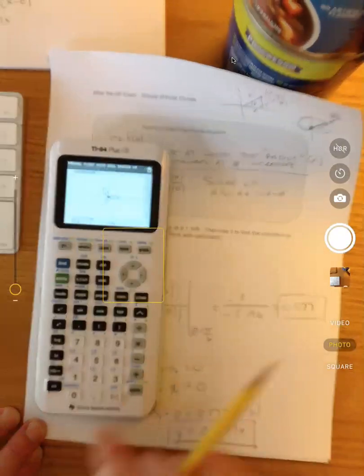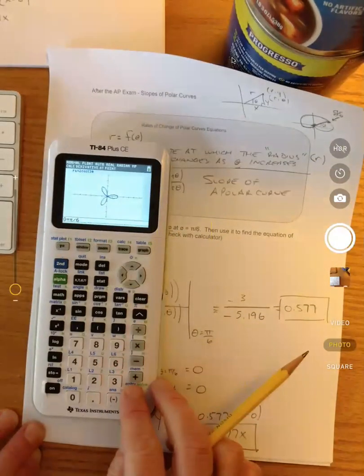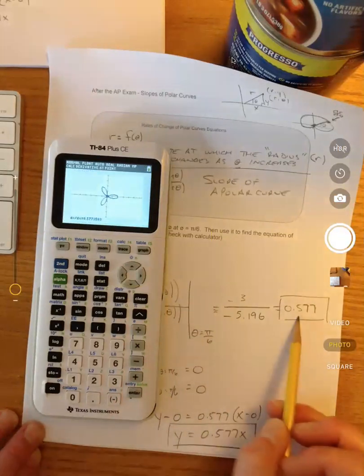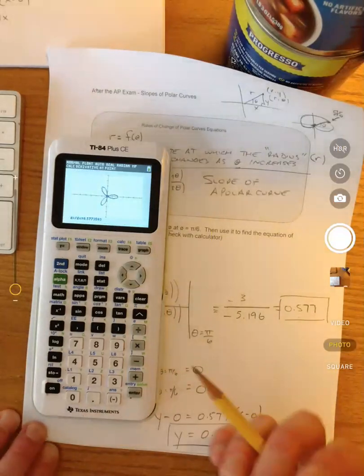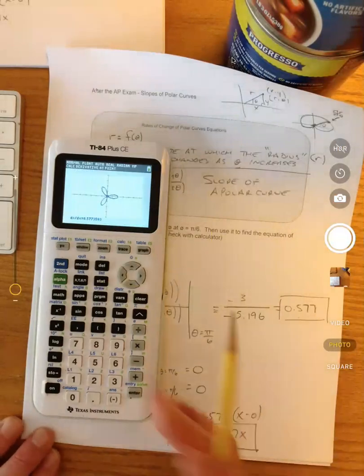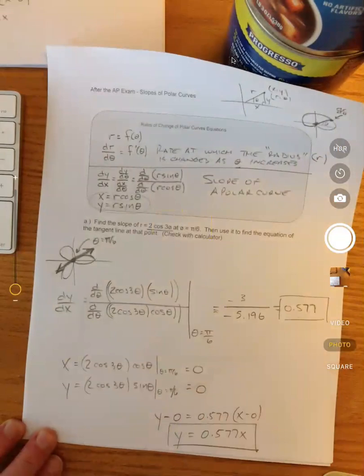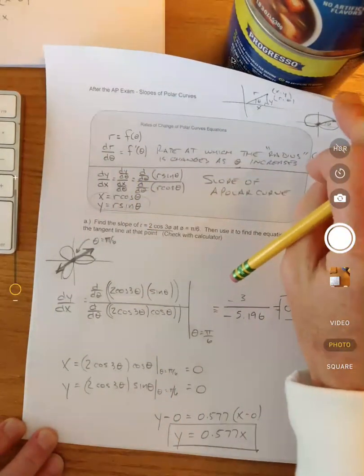I would have to do that, and then it's waiting for me to punch in where I want to be. So I'm just going to punch in pi over 6, and boom, there it is, 0.577, that exact same value that we got over there. So your calculator can do a lot of this work, and I'll show you in a second why it's important for us to be able to do it with and without our calculator. But at least understanding the difference between dr d theta and dy dx is helpful when we're using our calculator.